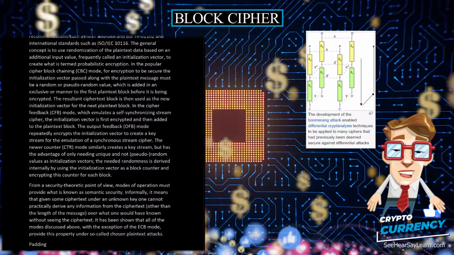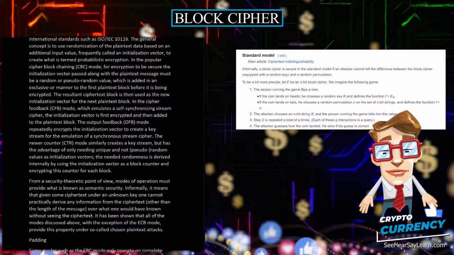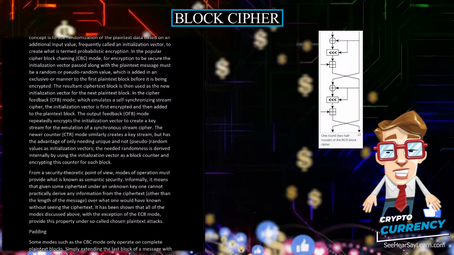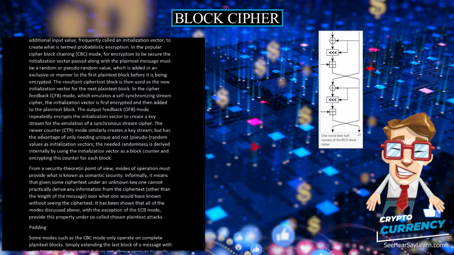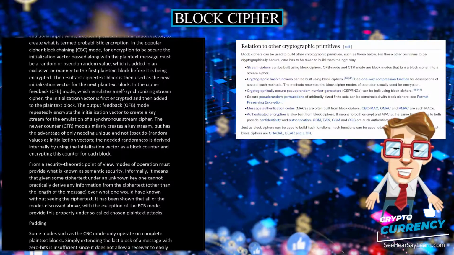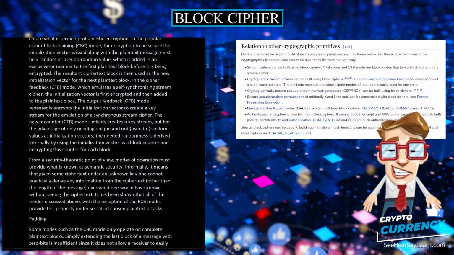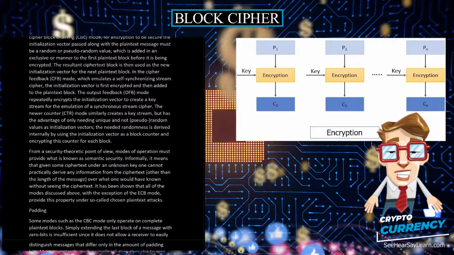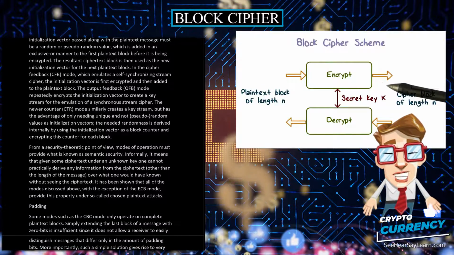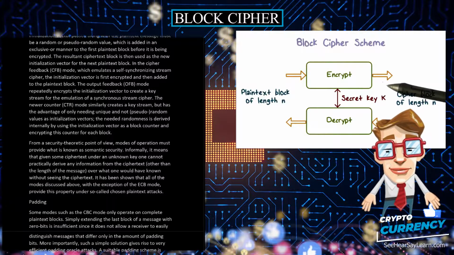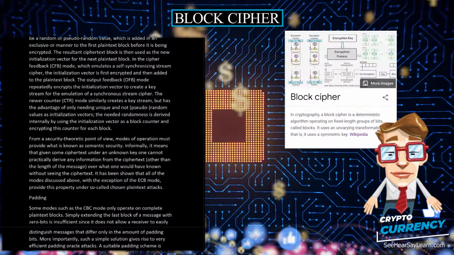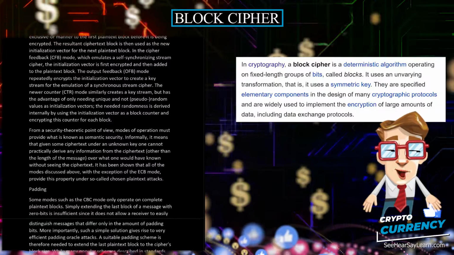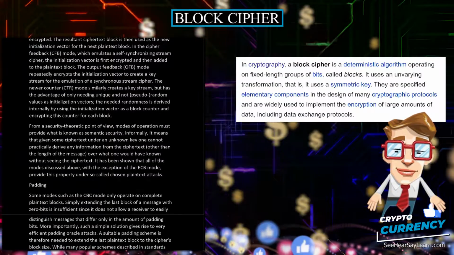In the popular cipher block chaining, CBC, mode, for encryption to be secure, the initialization vector passed along with the plaintext message must be a random or pseudo-random value, which is added in an exclusive OR manner to the first plaintext block before it is being encrypted. The resultant ciphertext block is then used as the new initialization vector for the next plaintext block. In the cipher feedback, CFB, mode, which emulates a self-synchronizing stream cipher, the initialization vector is first encrypted and then added to the plaintext block.